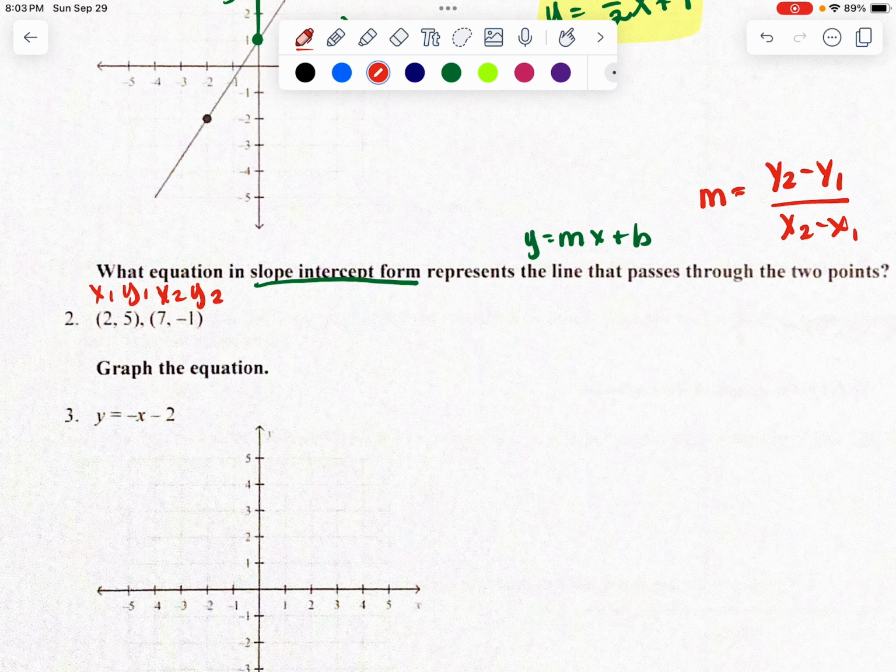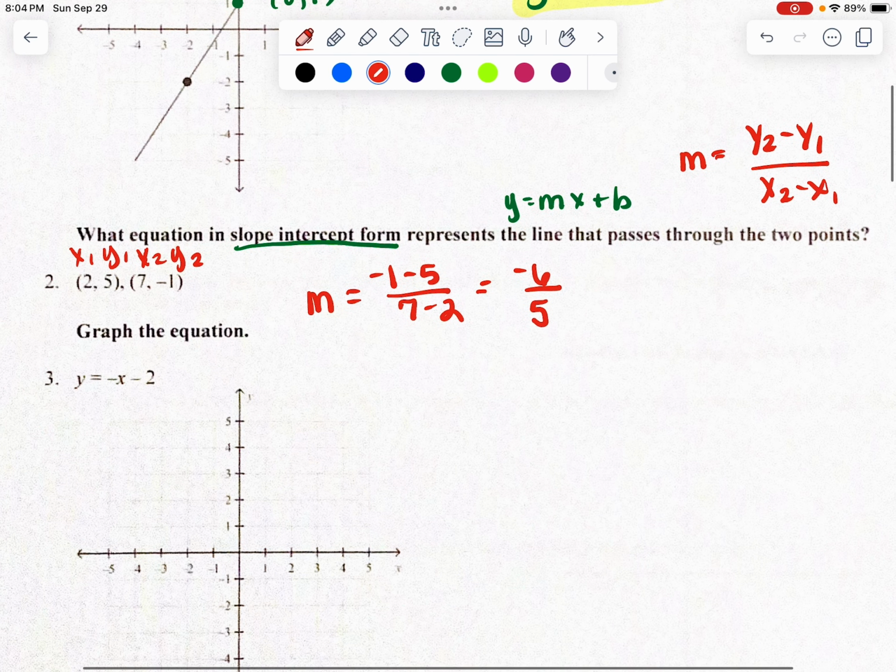Remember, it doesn't matter which point you actually let be the 2's and 1's. That just means it's my first one and my second one. So the slope for this one is going to be negative 1 minus 5 over 7 minus 2, change in your y values over your change in your x values. So in the numerator, I get negative 6, and in the denominator, I get 5. Again, we did this one last week, so this should feel familiar.